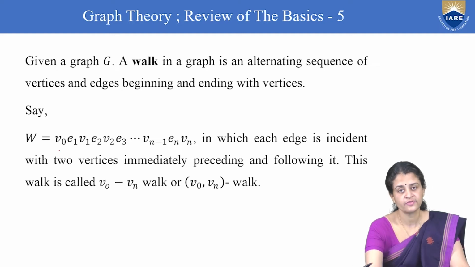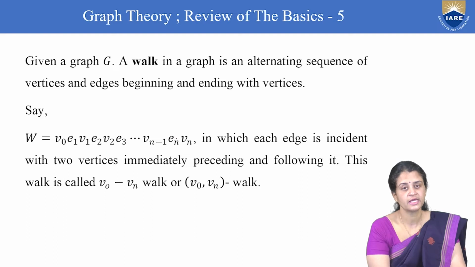Why are we calling it a V0 Vn walk? Because the walk starts with the vertex V0, then goes to V1, and ends with Vn. Now we have to understand that this walk consists of vertices V0, V1, V2, etc., continuously numbered. It is called a V0 Vn walk, and the edges are E1, E2, etc., En. So there are n edges in it. Now we will see much more on this.